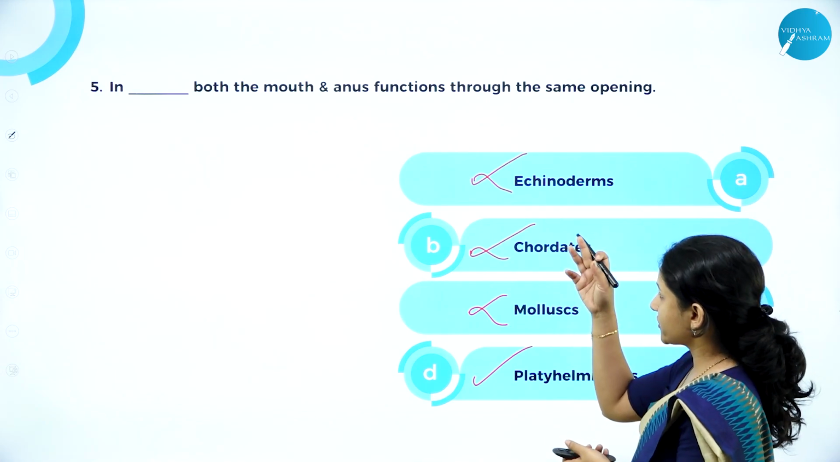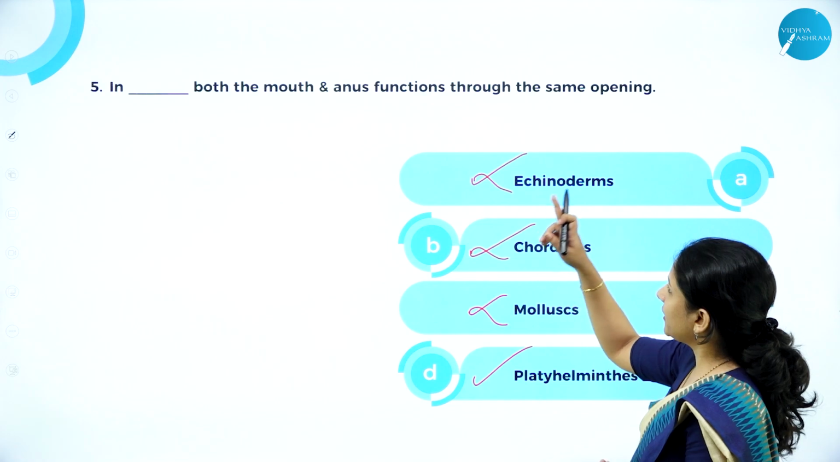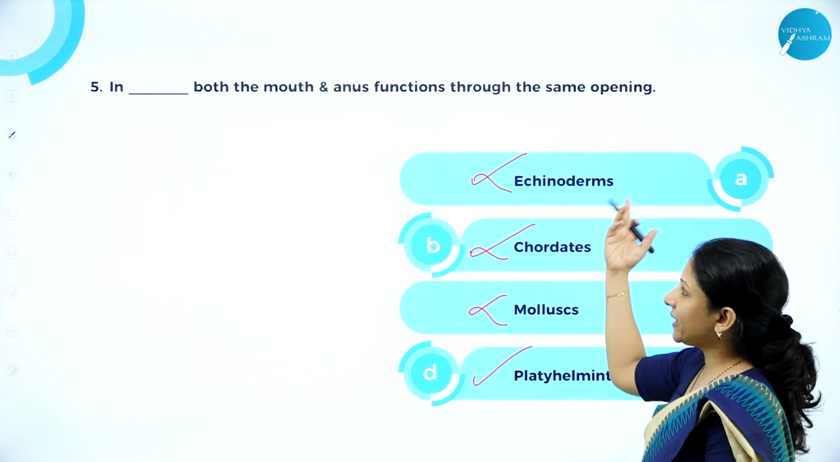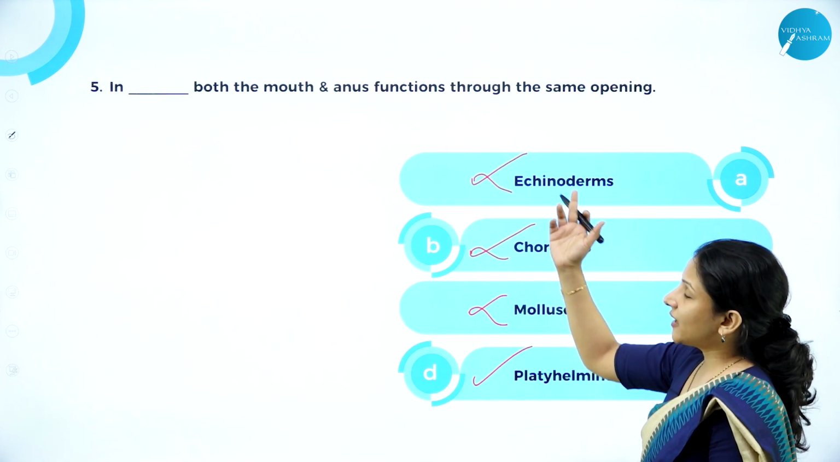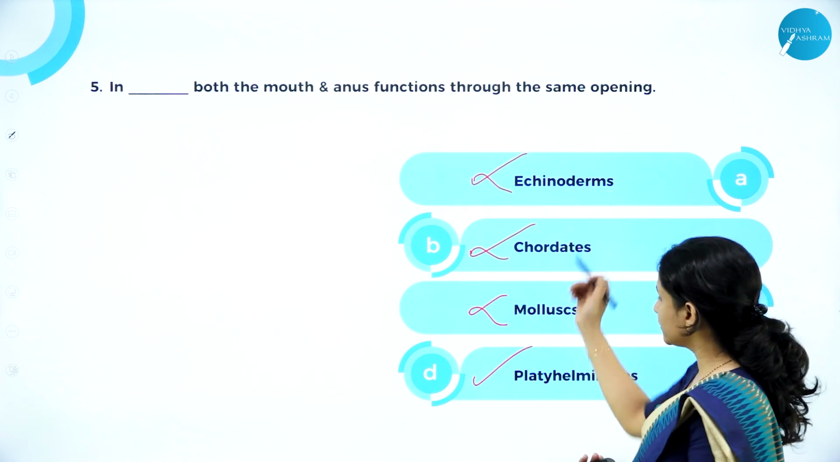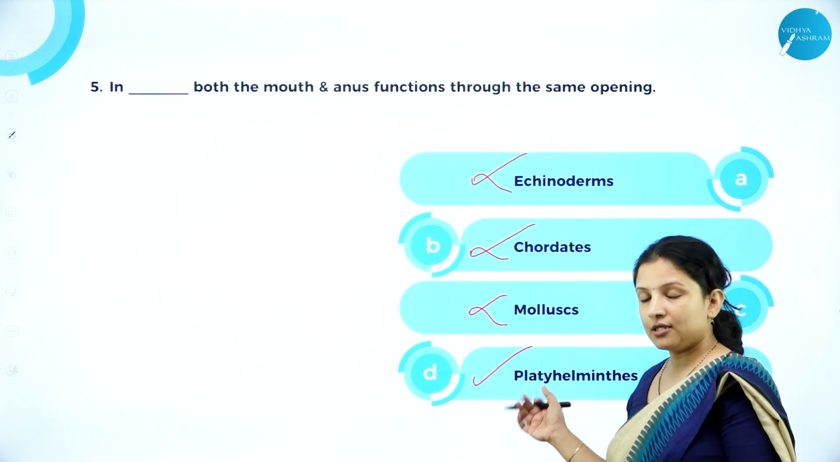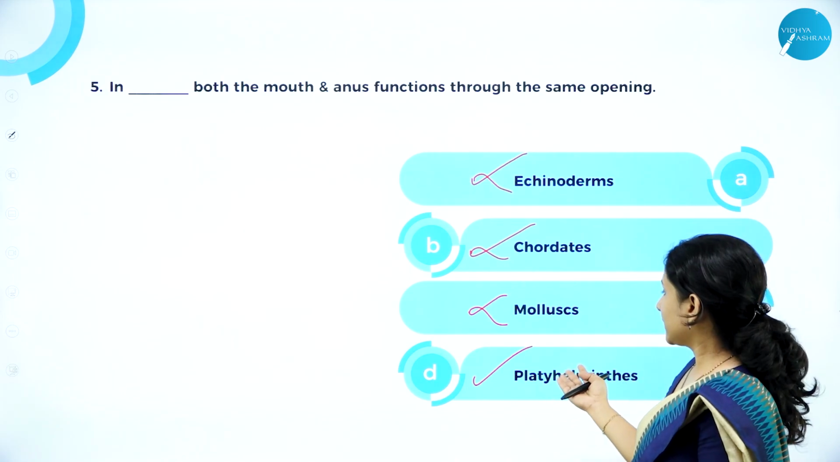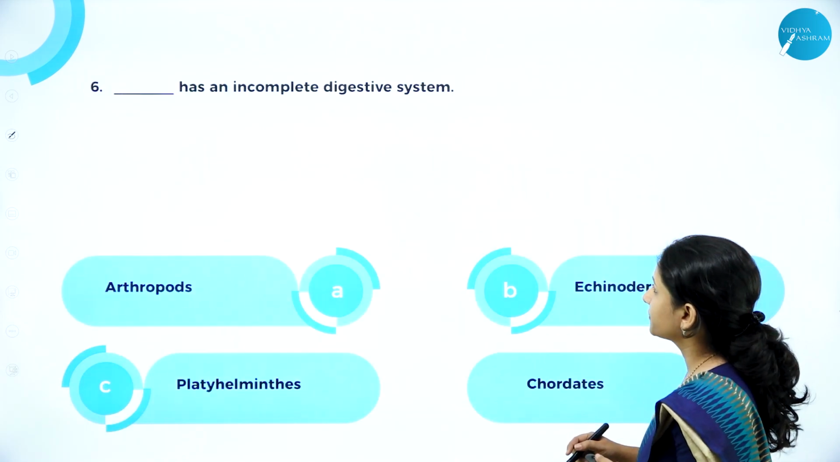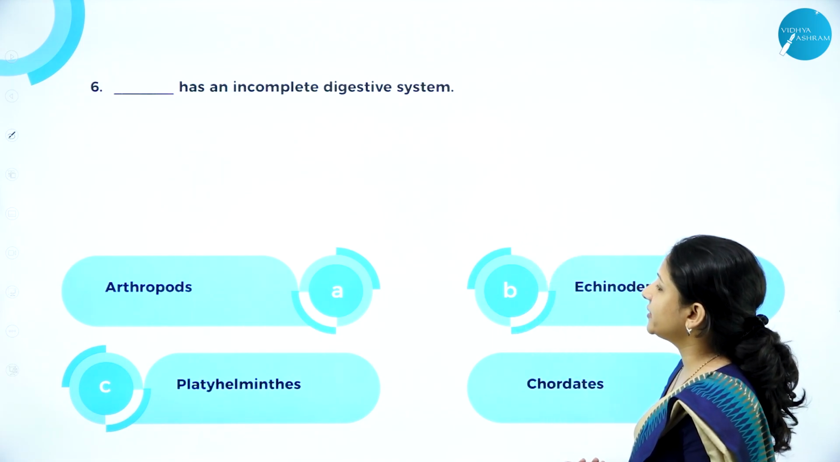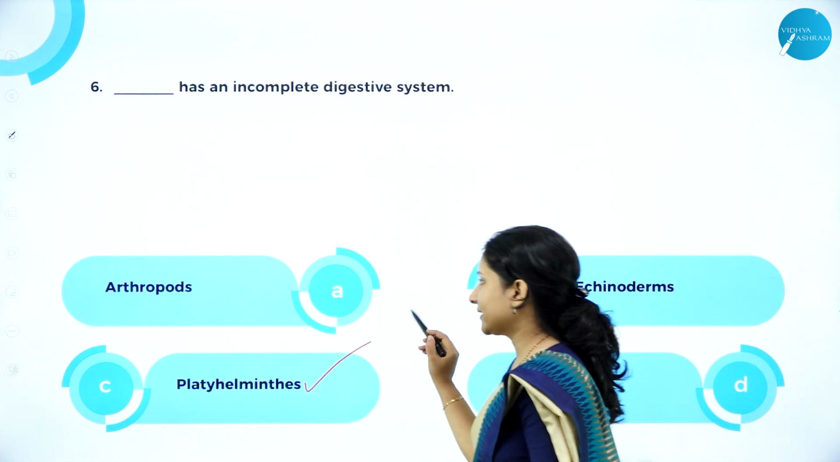Or they can ask the question as, in dash complete digestive system is seen, or in dash incomplete digestive system is seen. If they ask, in dash incomplete digestive system is seen, then also the answer is platyhelminths only. What is an incomplete digestive system? They have only one opening. So that means it is platyhelminths. Next question: as I told you, dash has an incomplete digestive system. It is platyhelminths.